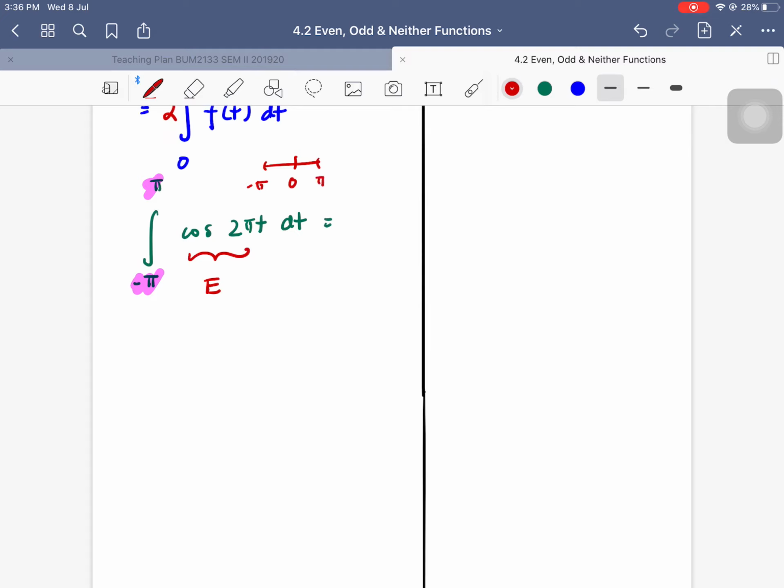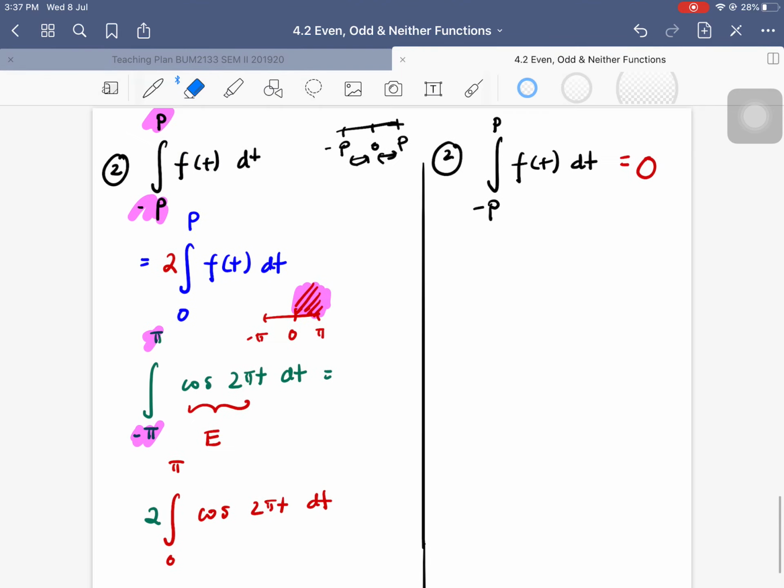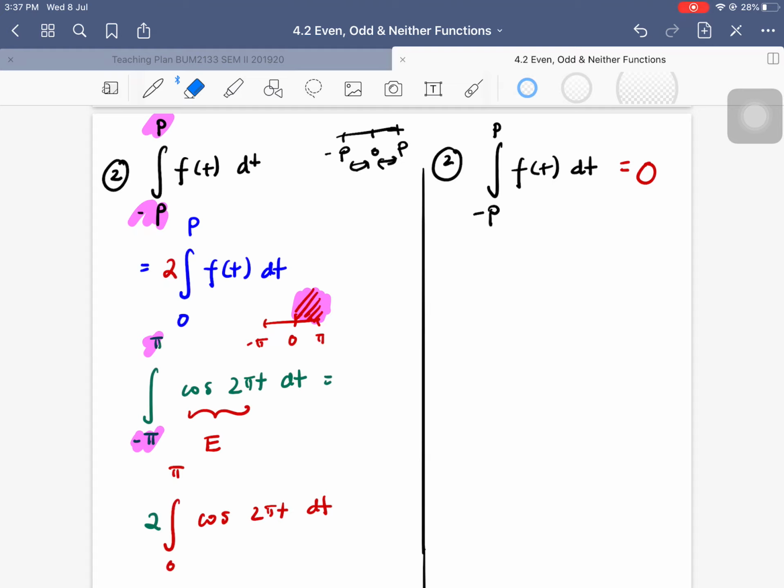Instead of integrating from negative pi until pi, because I know that it's going to be even and they're symmetric, I'm going to integrate only half of the region. Half of the region is going to be from 0 until pi of the function cos of 2 pi t dt. However, I know that this is going to be only one of the regions, only the region right here. So when I want to find both of the regions, I have to multiply this by 2. That is the feature of an even function. You can change the integration limit and multiply that by 2 in order to find both of the regions from negative pi until pi. And for the case of an odd function, it's going to be even better.